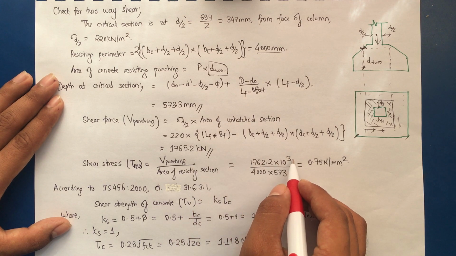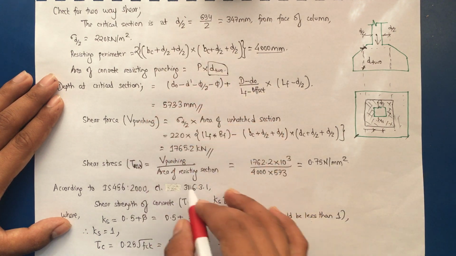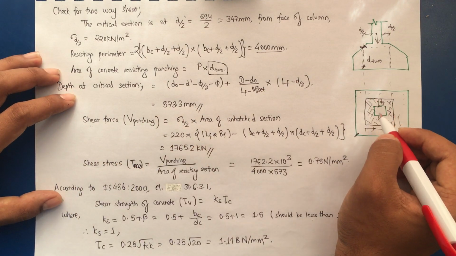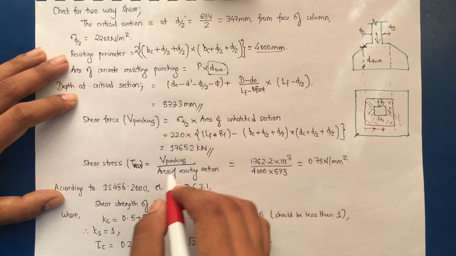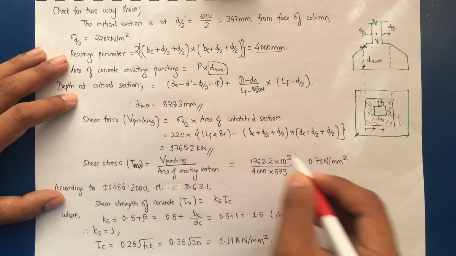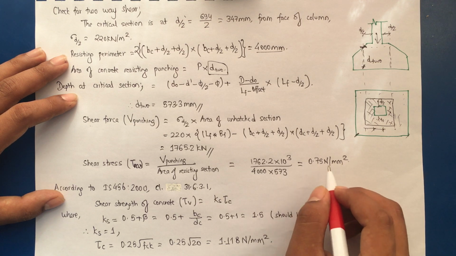Converting this into newton, 10 to the power 3, divided by area of resisting section, which is perimeter into depth of section considering the two-way shear. So d2 that we have computed as 573.3. So this comes to 0.75 newton per mm square. So this is the maximum shear stress.